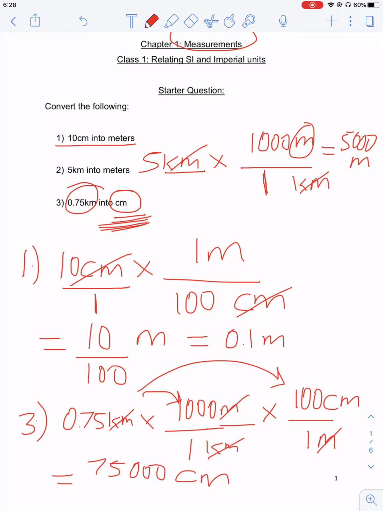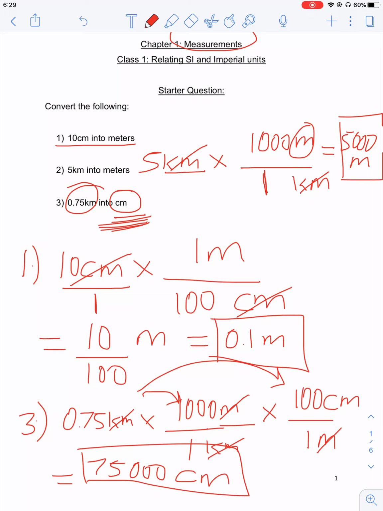I hope this kind of makes sense, but we're going to do a little bit more practicing in the next few questions, okay? So this was a starter question, right? As long as you got these answers for question 1, 2, and 3. So for question 3, this is the final answer. Question 1, this is the final answer. And question 2, this is my final answer. If you got these answers, then you're good, okay? So now let's move on, okay?